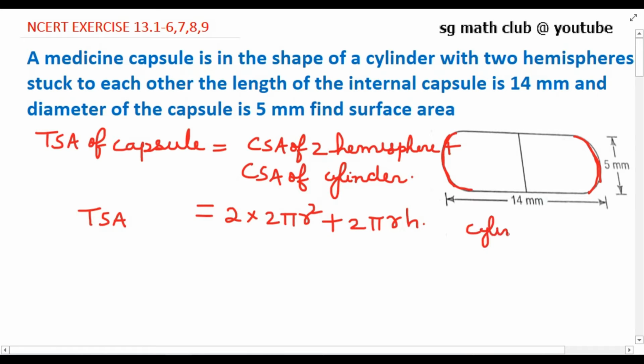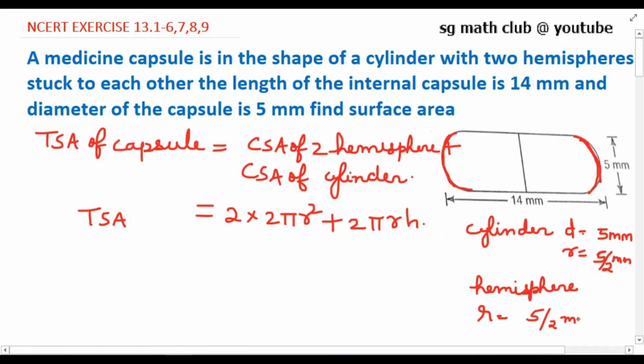Now we will write for the cylinder and for the hemisphere what is the radius and what is the height. So for the cylinder, they have given diameter is 5 millimeter. Therefore radius will be 5 by 2 millimeter, that is 2.5 millimeter, or we can write as 5 by 2 millimeter. And for the hemisphere, the diameter is 5 millimeter. You can see this portion diameter is 5 millimeter. So the radius of the hemisphere will be also 5 by 2 millimeter.